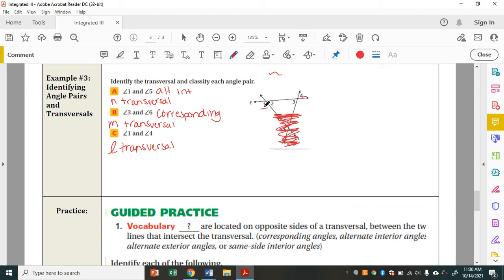Again, looking at the relationship between angle 1 and angle 4, they're on opposite sides of this transversal, and they're also considered to be on the exterior of these lines here. So angle 1 and angle 4 are considered alternate exterior angles.